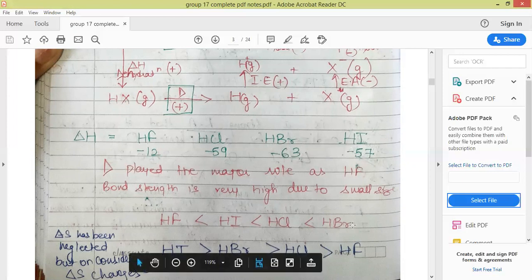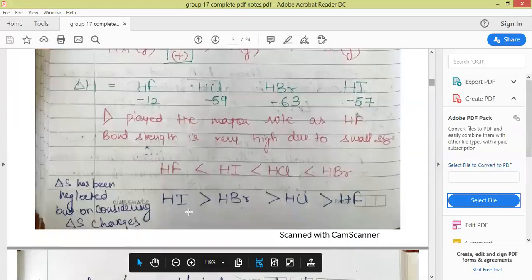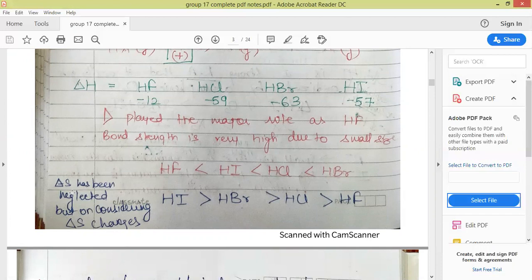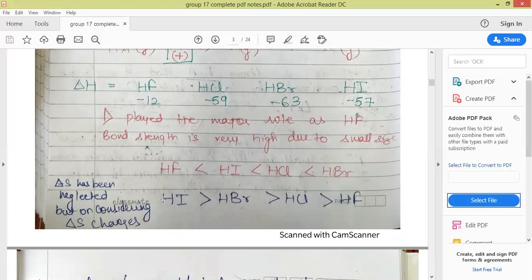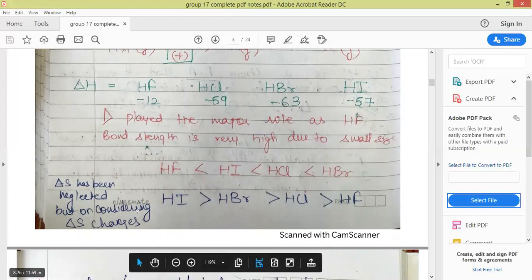For HCl and HBr, if we consider here, we have not considered the entropy factors. On considering the entropy factors, which are not in your syllabus, as this is a very tedious task and a bit complicated, the order becomes the same as the actual order, with HI having the maximum acidic strength.